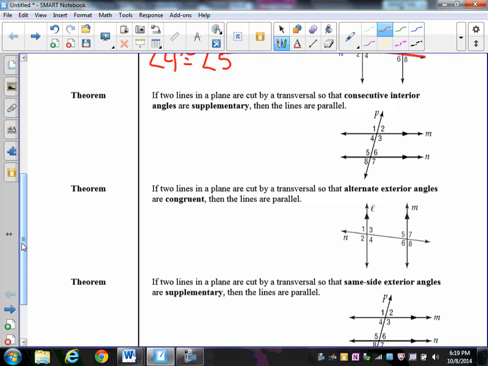Very similar thing again here. It says if two lines in a plane are cut by a transversal so that consecutive interior angles are supplementary, then the lines are parallel. Once more, we have the interior between our two lines, exterior on the outside. Our transversal is line P. Let me trace that a little bit better.